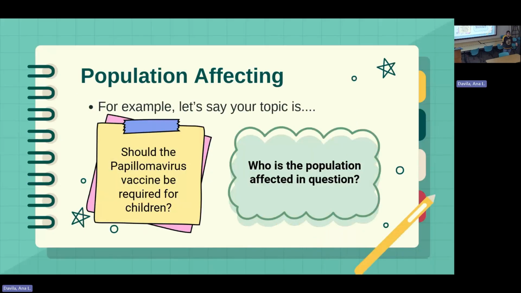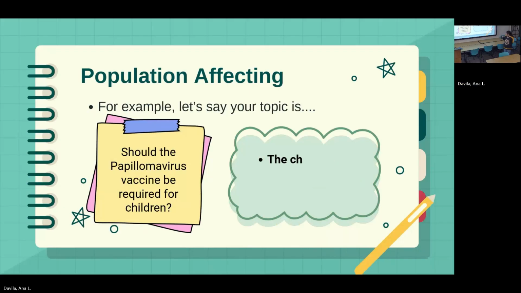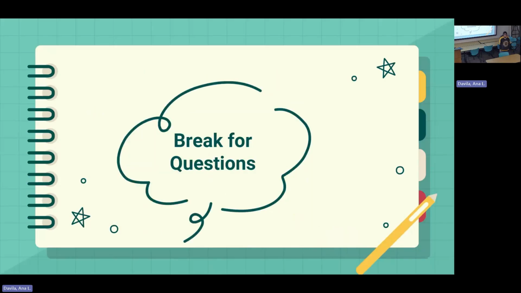So for example, let's say, should the papilloma virus vaccine be required for children? Who is the population affected in question? Children, right? But who else is affected by this? The parents. Yes, their parents as well. So you have to think of it like that. It's like everyone that is affected by it. Okay. Do you have any questions so far?